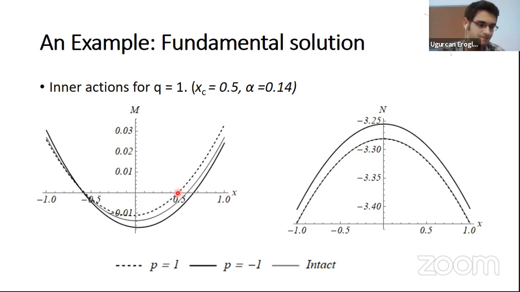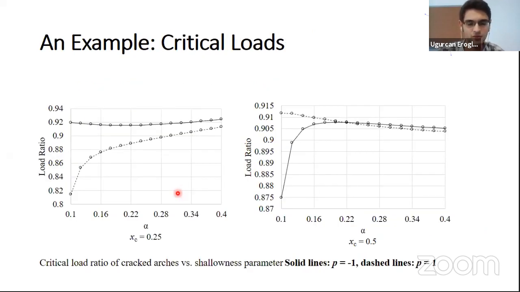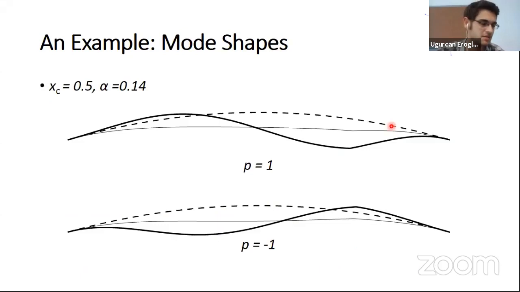These are the critical loads, the critical load ratios, the critical load of the cracked arch to that of the intact one. We see that higher thrust leads to a lower buckling load, but we see something in contrast in here. This is one of the last slides of mine.